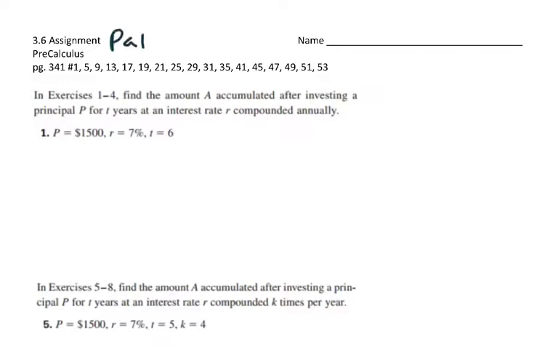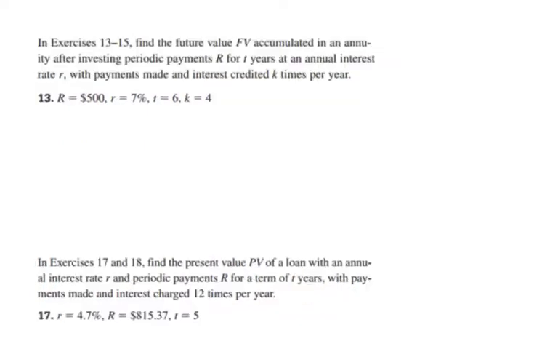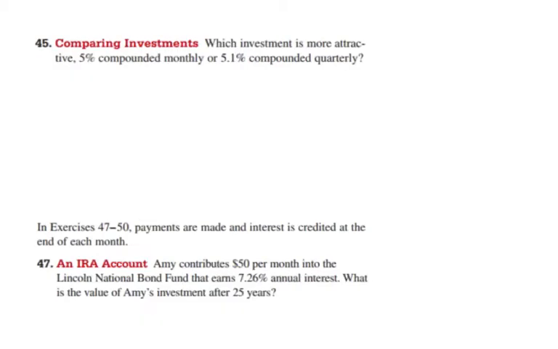Alright, so this is part 2 of our 3-6 assignment, beginning here at number 45. So number 45, we're talking about which investment is more attractive, a 5% compounded monthly, or a 5.1% compounded quarterly. And so this is where we would use our annual percentage yield in order to get which one has a higher percent, because we were talking about investment versus a loan.